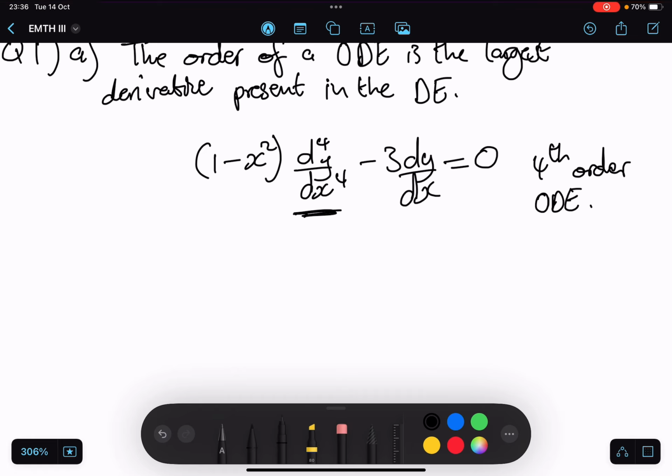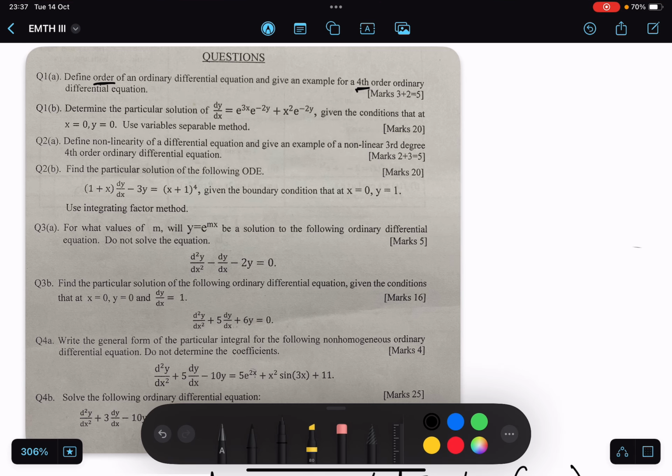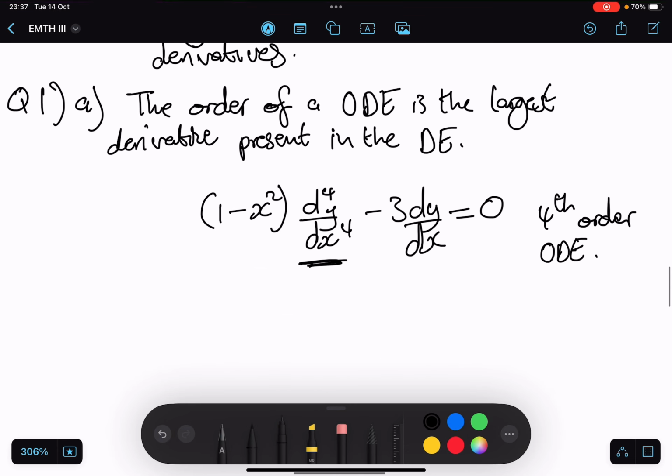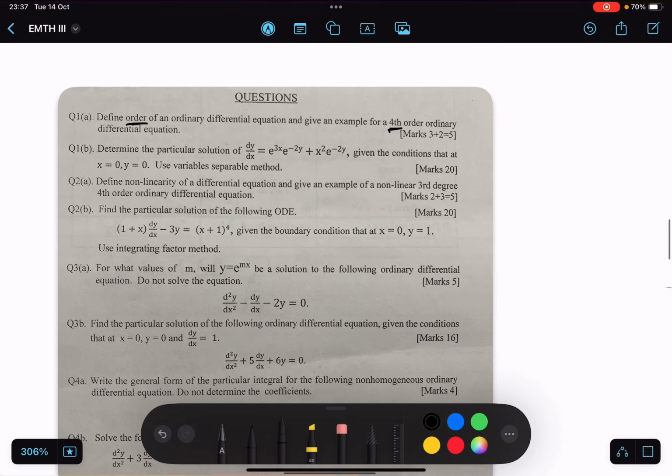If you are looking for a second order differential equation, we are going to design an ordinary differential equation whereby the largest derivative is the second derivative. In our case, the question asked for a fourth order ordinary differential equation. This is one example, but you can take any example, as long as the largest derivative present is the fourth derivative. Okay, so we have defined an ordinary differential equation and also given an example. That was 5 marks.